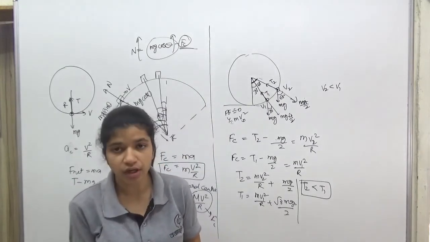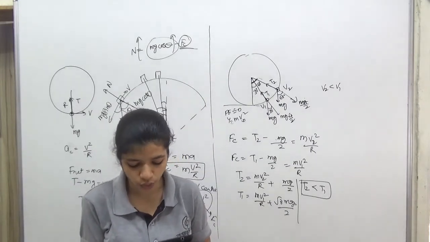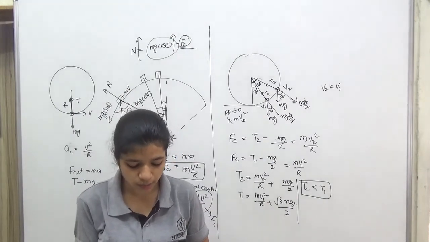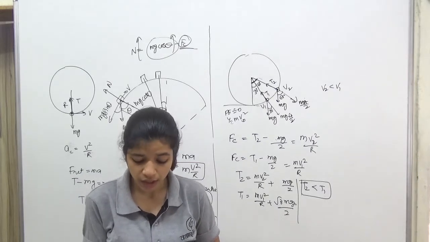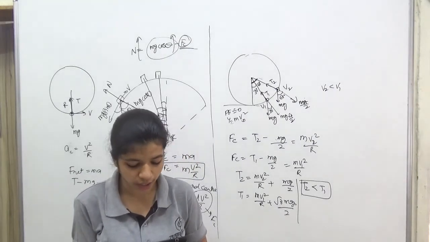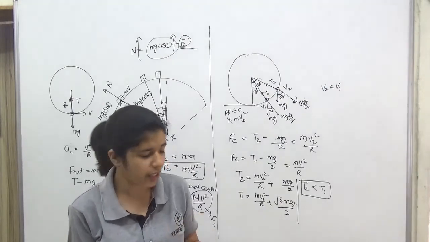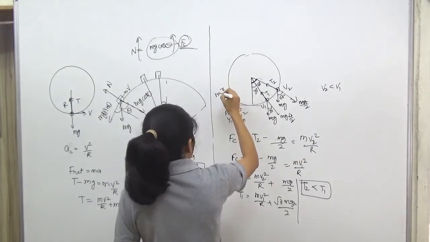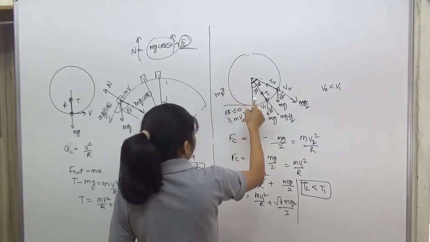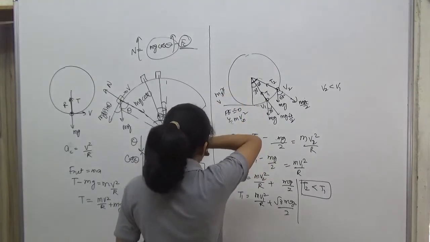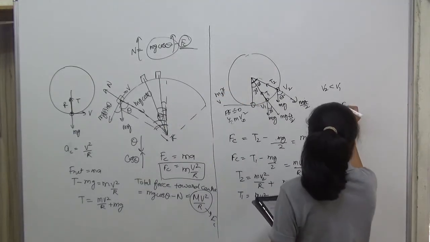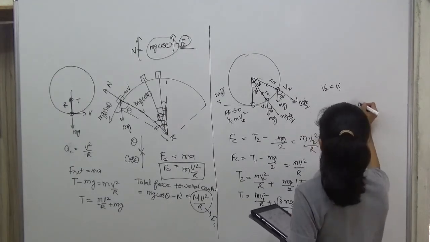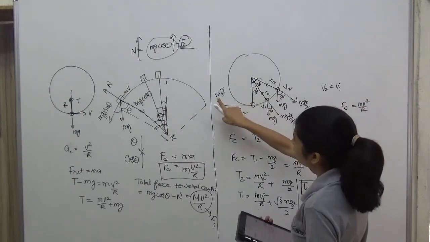Question number E5. A stone is tied to a string and is rotated in a vertical plane. If the mass of the stone is m, the length of the string is r, and the linear speed of the stone is v when the stone is at its lowest position, then the tension in the string at the lowest position will be? This question is again a repetition. Mass is m, the length of the string is r, and at the bottommost position velocity is v. So we write the force in the centripetal direction is equal to m v square by r.